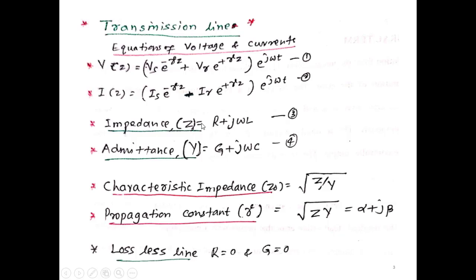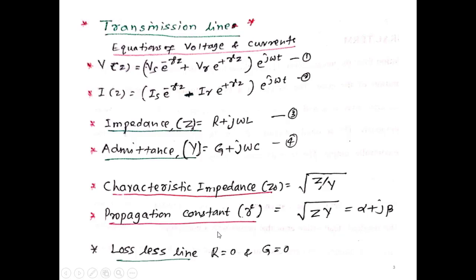So impedance Z is given as R plus j omega L. This is the combination of inductance and resistance in the series arm, and admittance is given in the shunt arm. It is given by conductance plus the capacitive susceptance j omega C. Characteristic impedance Z0 is given by the square root of impedance divided by admittance of a transmission line, and propagation constant gamma is given by the square root of impedance into admittance of a transmission line. This is also equal to alpha plus j beta, where alpha is the attenuation constant and beta is the phase constant.